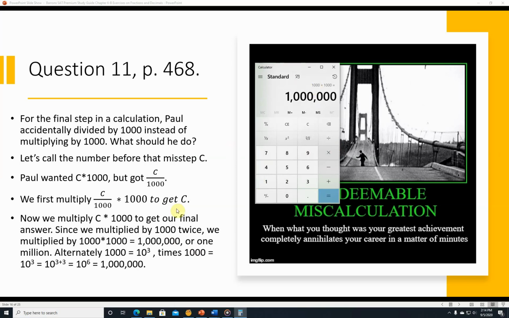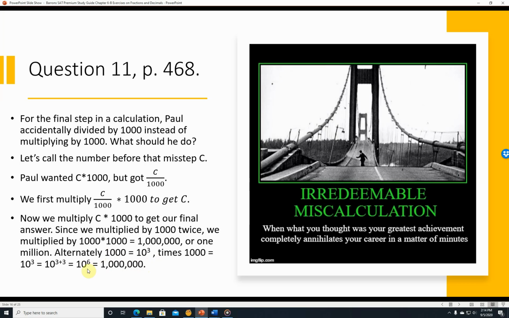Okay, that's 1,000,000. Another way you could do it, if you like to work with exponents, is 1,000 is 10 to the 3, times 1,000, which is also 10 to the 3. So you go 10 to the 3 times 10 to the 3, which is 10 to the 3 plus 3, which is 10 to the 6, which is 1,000,000. Another neat thing is that 10 is 1 with 1 zero after it. So 1,000 is 1 with 3 zeros after it, and 1,000,000 is 1 with 6 zeros after it. So you can see where they put these commas.